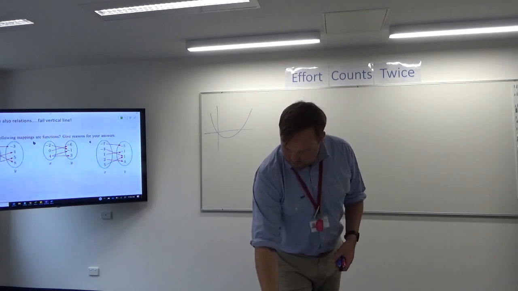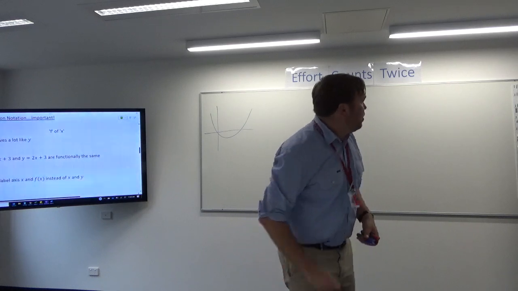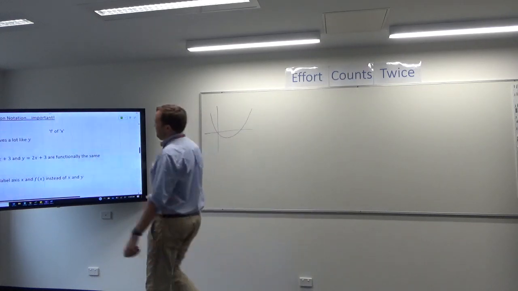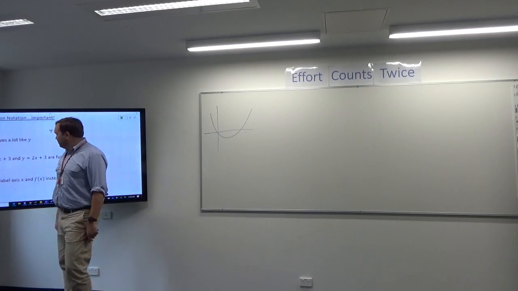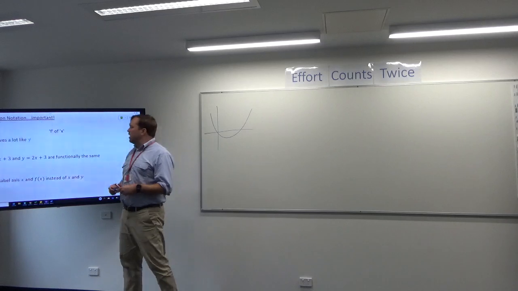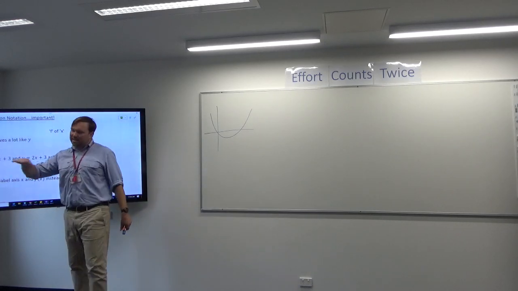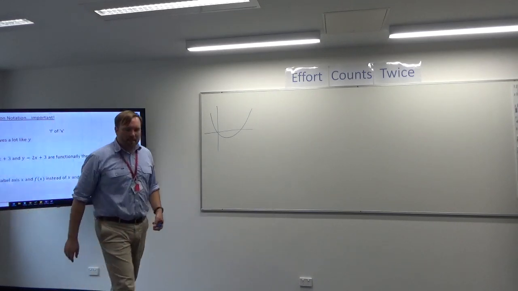Alright, so notation. So, we call this f of x, and it behaves a lot like y. So, they are functionally the same thing. Often you'll see graphs labelled x on the x-axis, f of x on the y-axis. You'll have this f of x heading up.